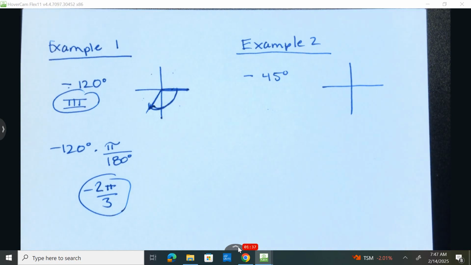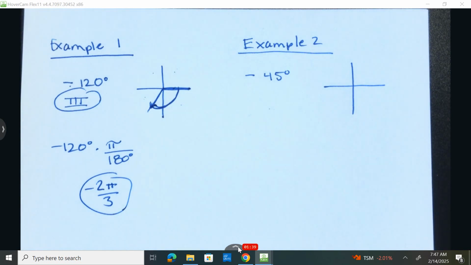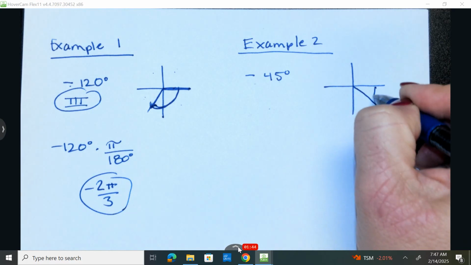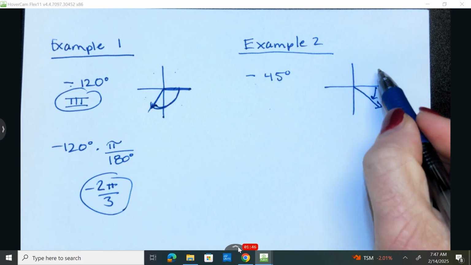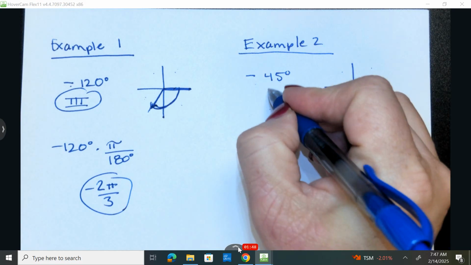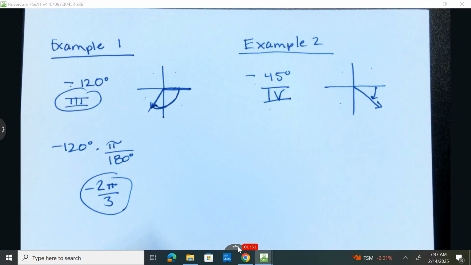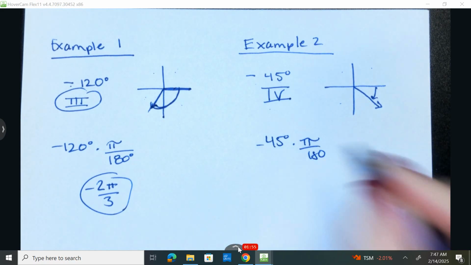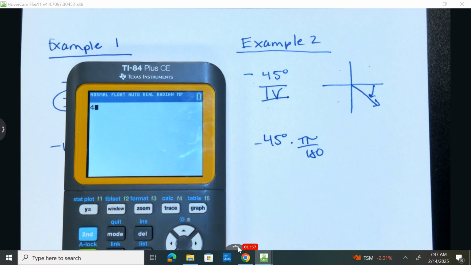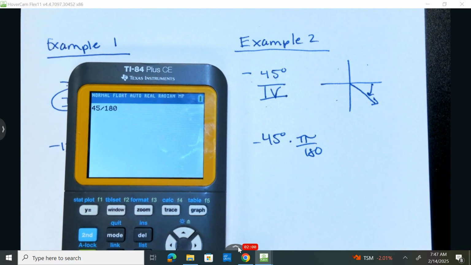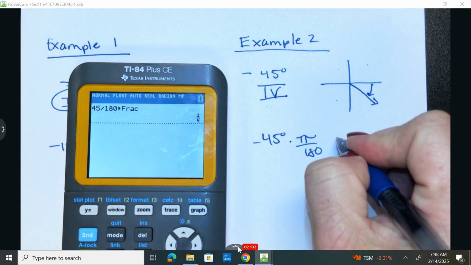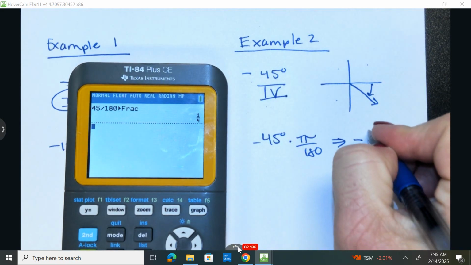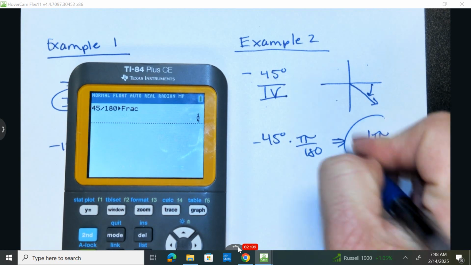Okay, please follow along in your notes now for examples 2, 3, and 4. Negative 45 degrees. I'm rotating down 45 degrees. The terminal angle lands in 1, 2, 3, 4. It lands in quadrant number 4. I can convert from degrees into radian measurements by taking this 45 degrees, dividing it by 180, and then math fraction, enter, enter. So negative 45 degrees is equivalent to negative 1 pi over 4.